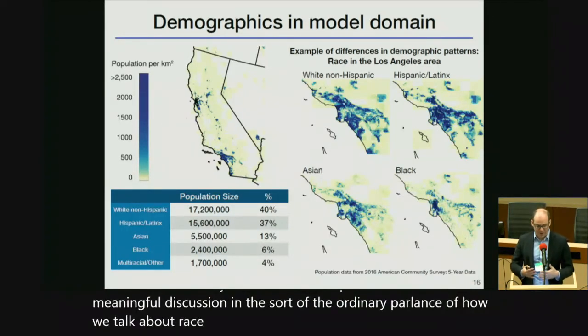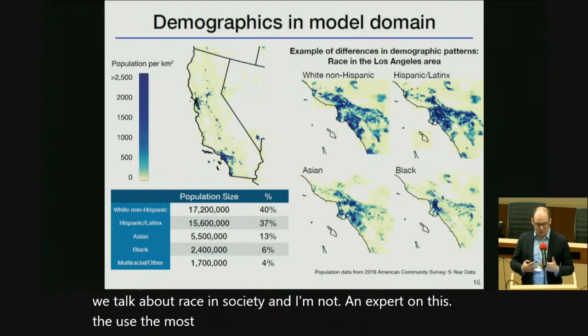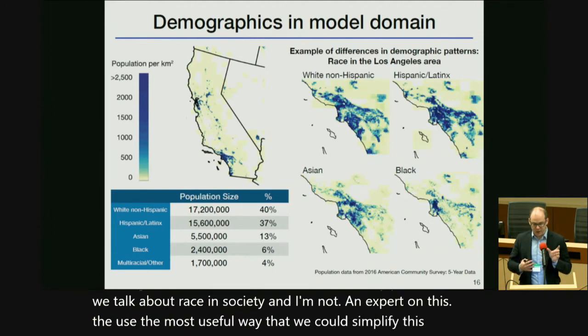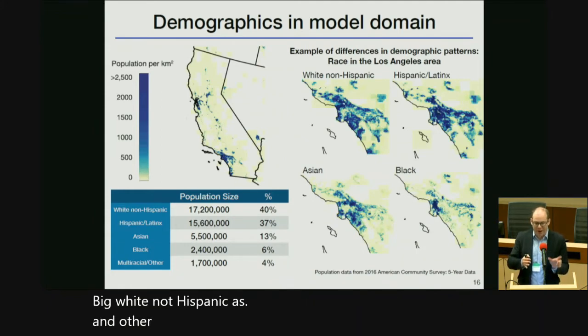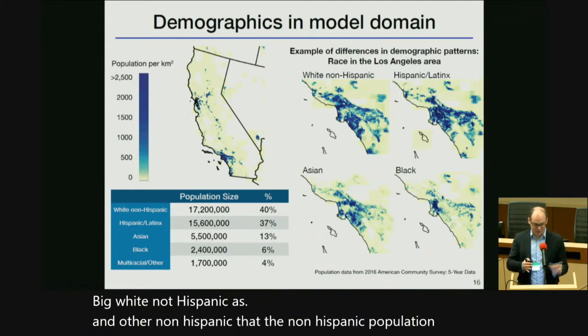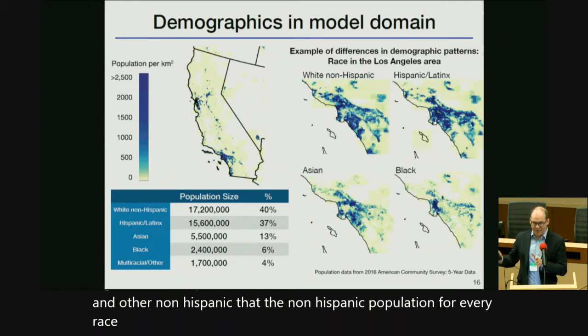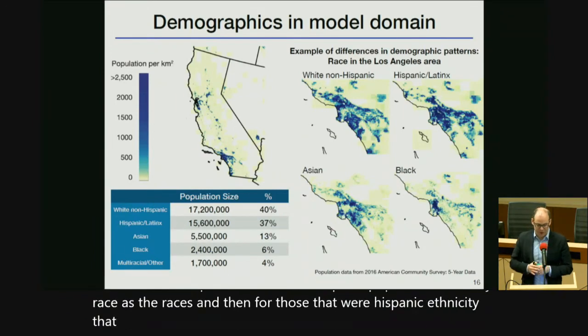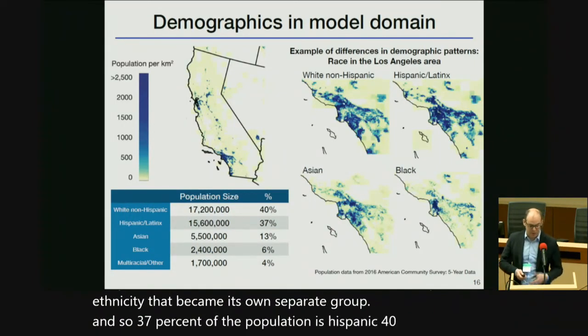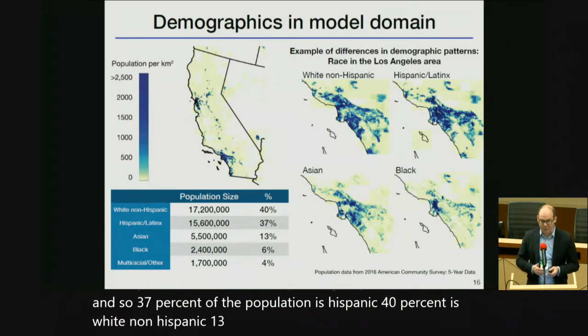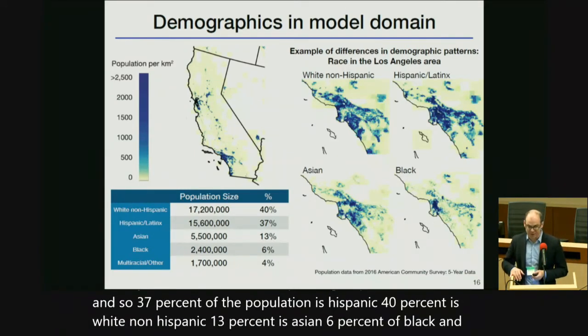And while I'm not an expert on this, the most useful way that we could simplify this was to treat white non-Hispanic and other non-Hispanic, the non-Hispanic population for every race, as the races, and then those that were Hispanic ethnicity became their own separate group. And so 37% of California's population is Hispanic, 40% is white non-Hispanic, 13% is Asian, 6% is Black, and 4% is multiracial and others.